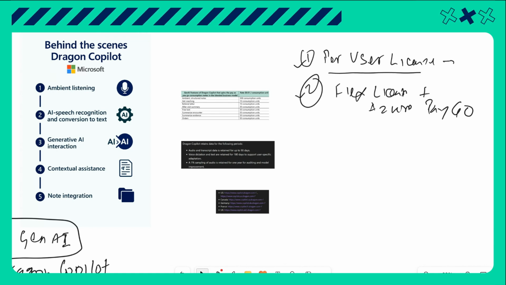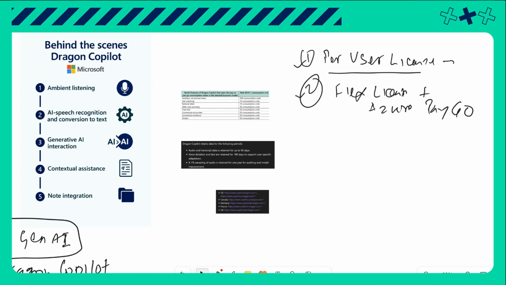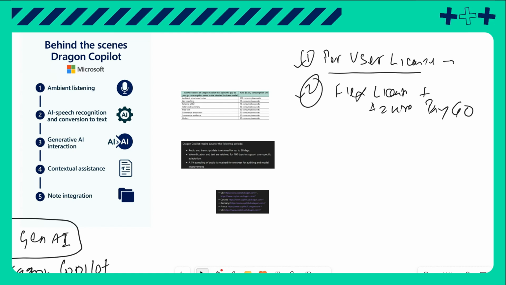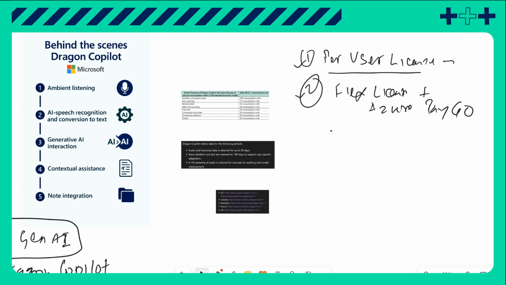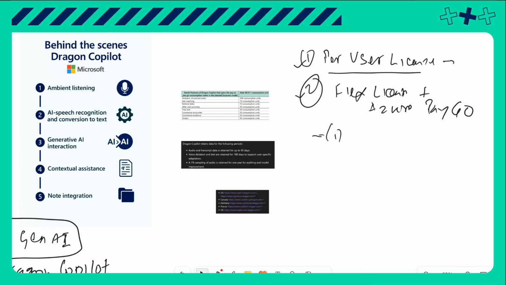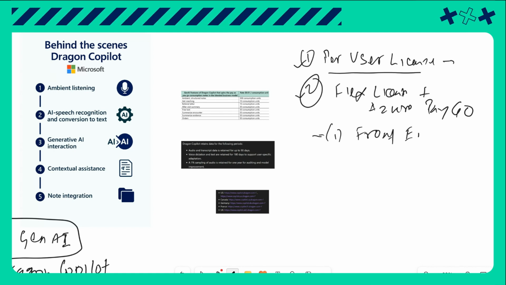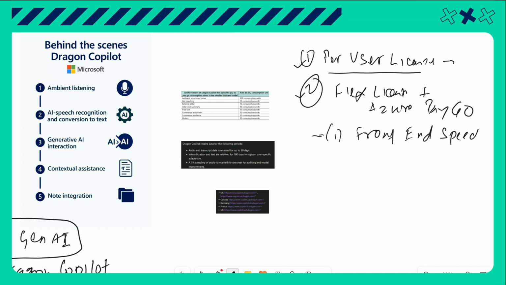If you go with the first option, the per user license, you get full capability. You get front end speech recognition, you get ambient recording, and you also get generative AI, which is for notes creation and everything. But when it comes to the flex license, you only get front end speech recognition.